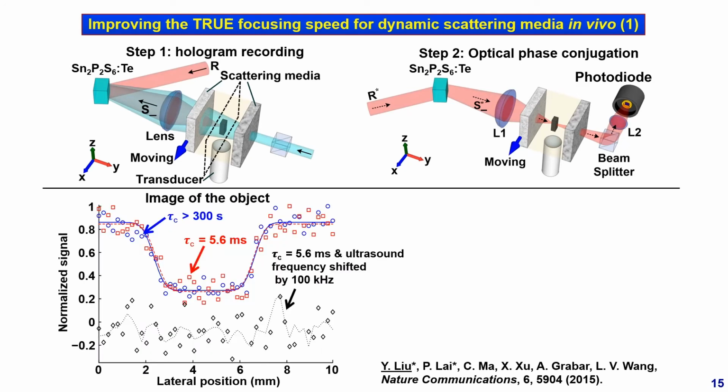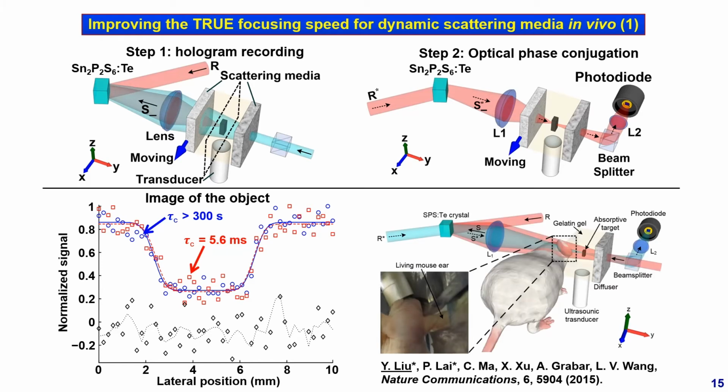We embedded an absorptive object in between the two scatter media. By scanning the true focus across the object and measuring the transmitted light signal, we can obtain an image of the object. Even when the scatter medium was changed to a living mouse here, we can still obtain an image of the object. This is the first demonstration of true focusing within living biological tissue.